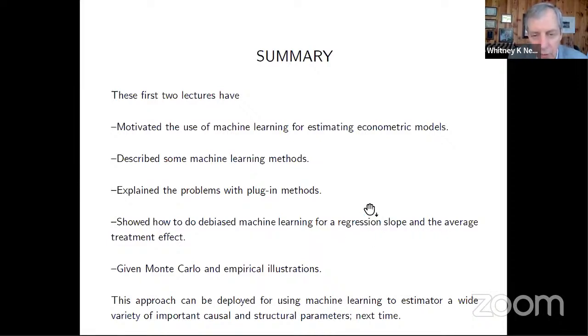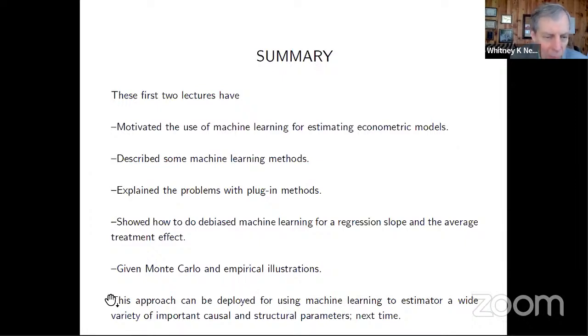If you think of leading applications, regression is probably the most important one. And then average treatment effect is another very important one. And we've shown how to do it. So after today, you can walk away knowing how to do it. There's software for implementing the estimators that we talked about today. There's a package. And we've given Monte Carlo results that show the importance of debiasing, and then some empirical illustrations.